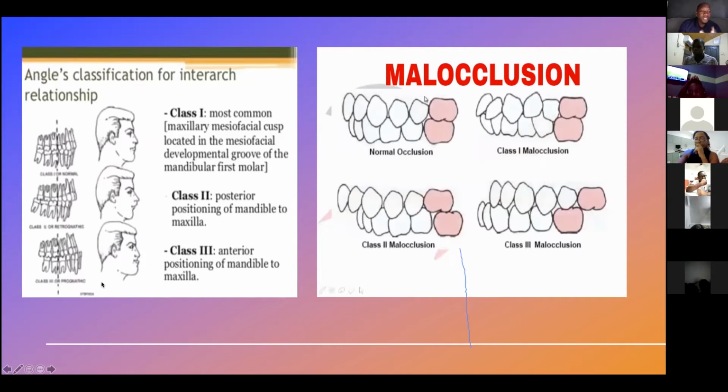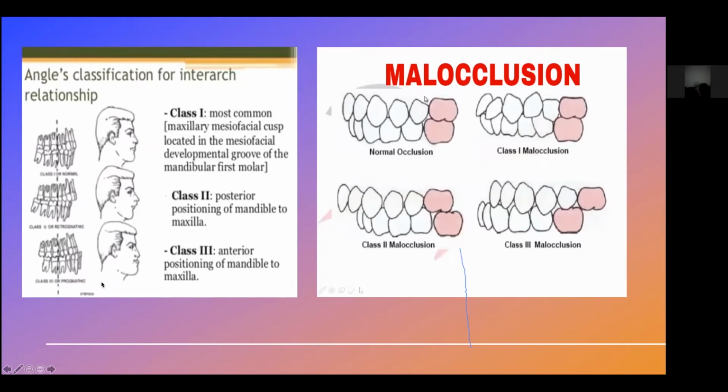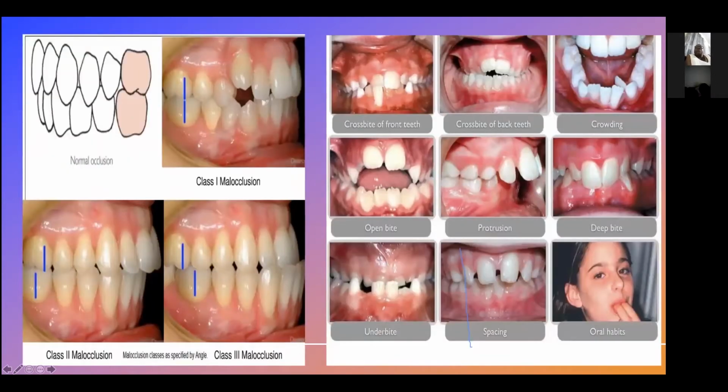Okay, so what's so important to understand is that within orthodontics, you can have class 1, class 2, and class 3 malocclusions. However, this is not all that we're concerned with, because when it comes to orthodontics, you can also have different types of tooth movements and various different degrees of malocclusion.